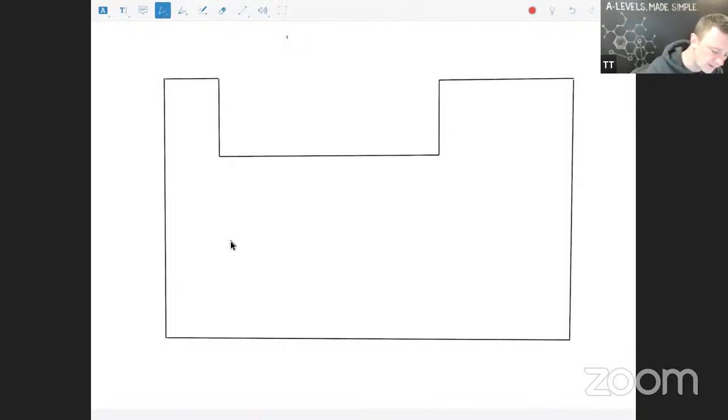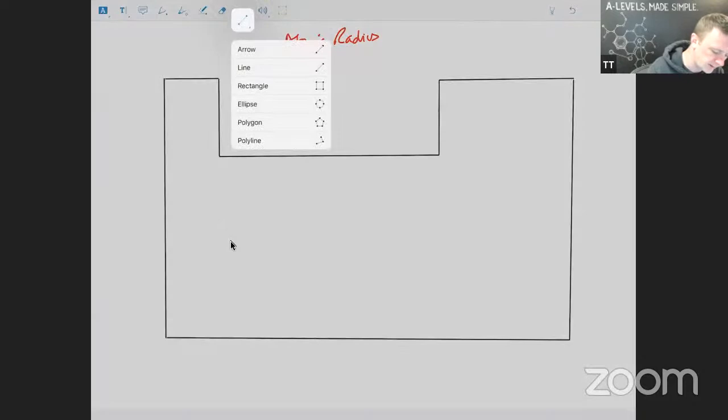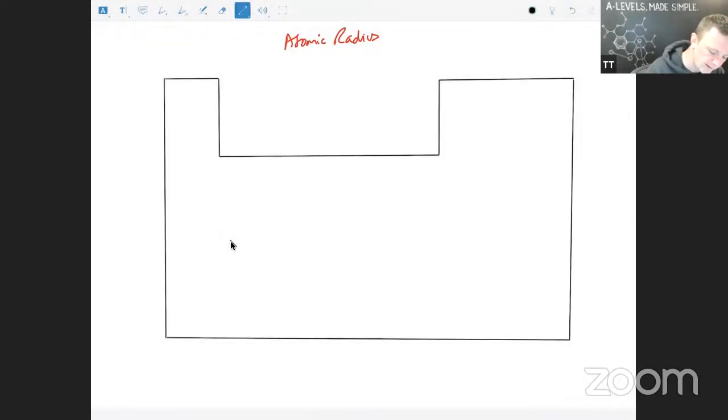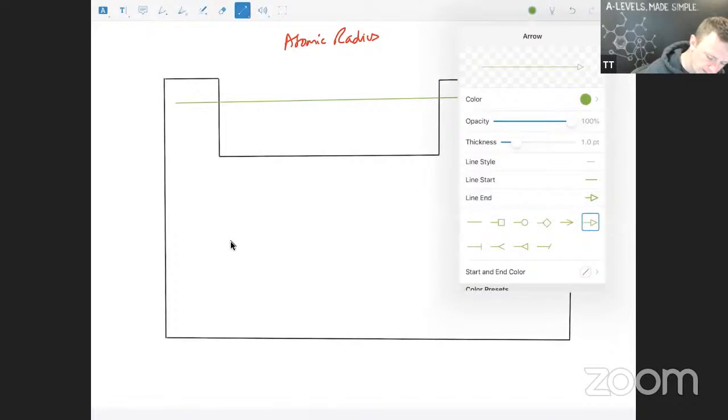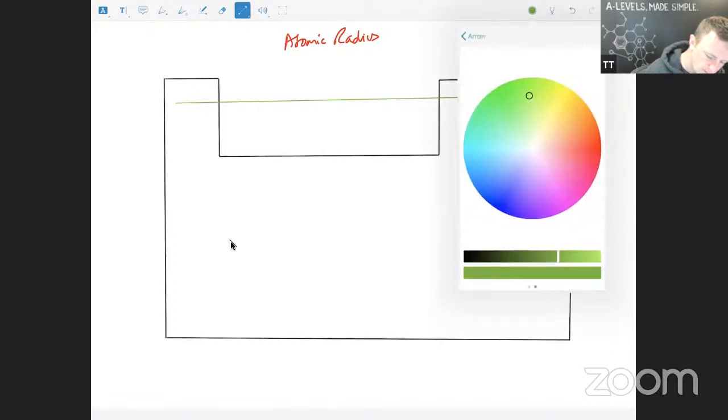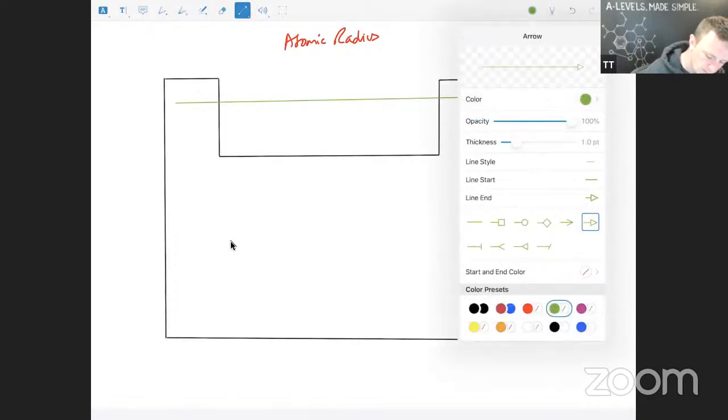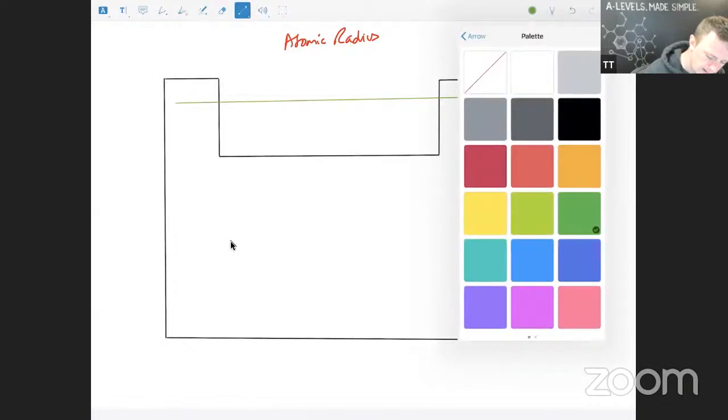I'll tell you what, atomic radius. Now, what happens when, let's get some arrows on the go here. What happens when, if I use green, let's just do green. If we're going across the periodic table, like so, and I think what we can do, start end color, let's do that.